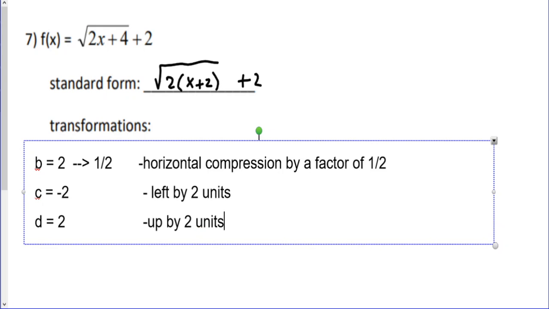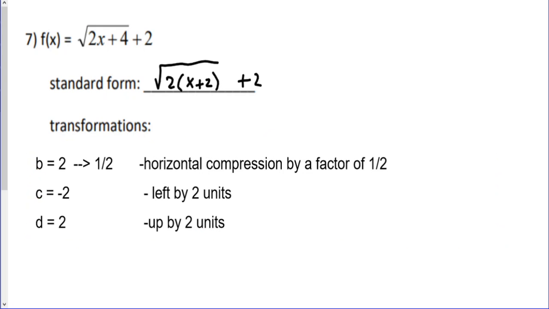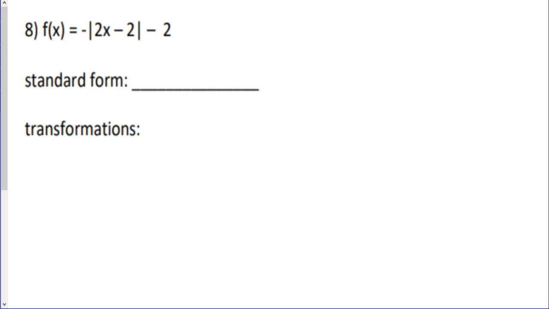So those would be your transformations on the parent function, which was the square root of x, okay. All right, problem number 8. Same issue here, right? I have this inside of the absolute value bars, and the inside is currently not in the form b parentheses x minus c, so I'm just going to fix that. It's going to be 2 parentheses x minus 1, okay, minus 2. So we'll do our transformations.